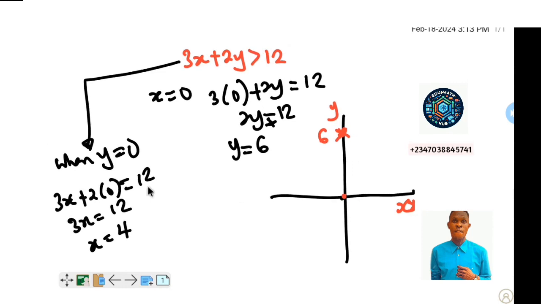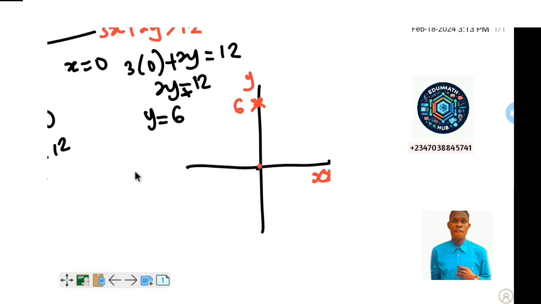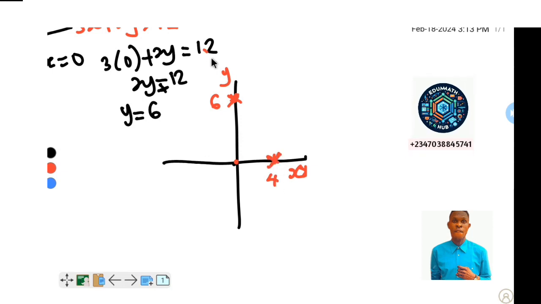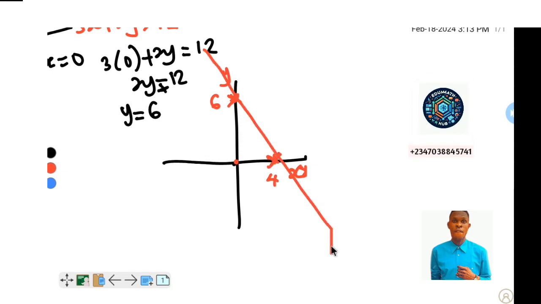Move to your graph. When y is 0, x is 4. This is y as 0 here. So x is 4. Positive 4 is around here. So we mark 4 here. This is the second point. Then join it with a straight line like this. This is the equation of the line.